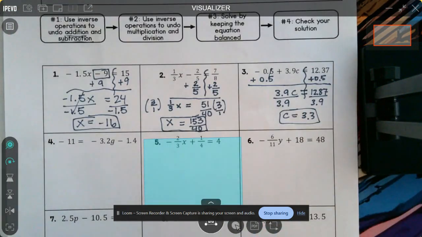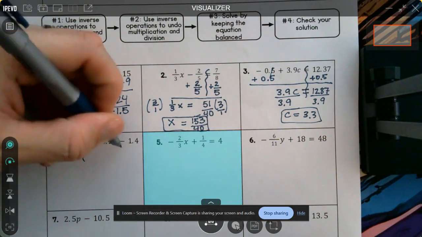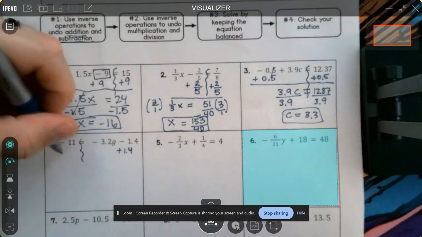All right, number 4. Our g is on the right side. So we're going to add 1.4 to both sides.